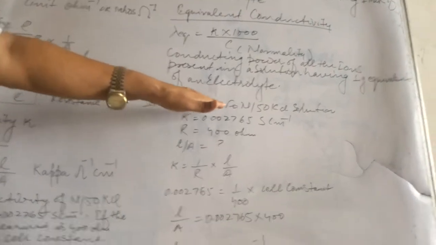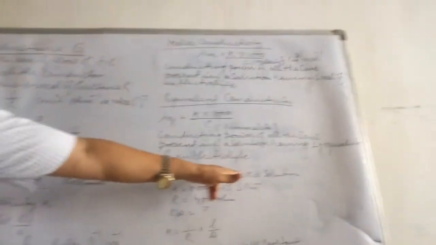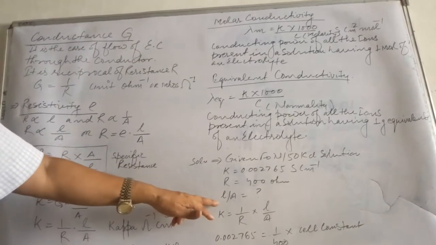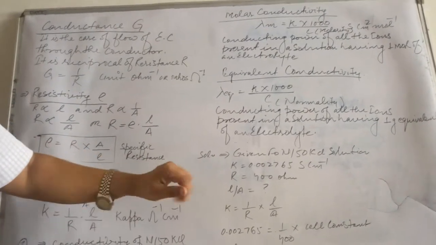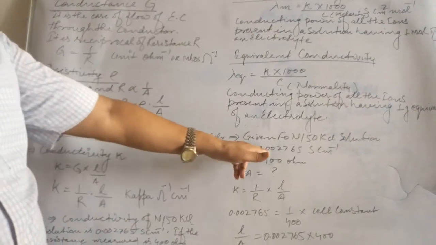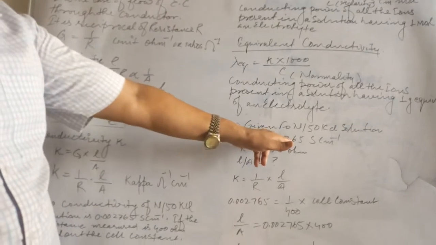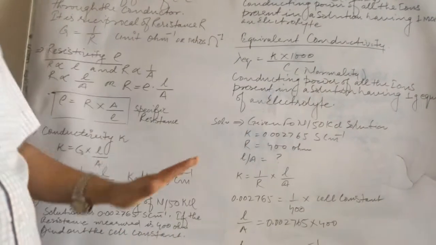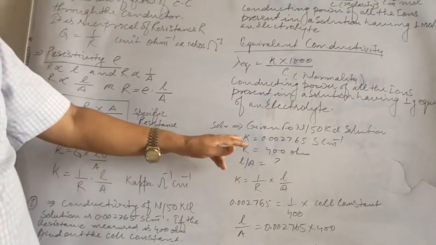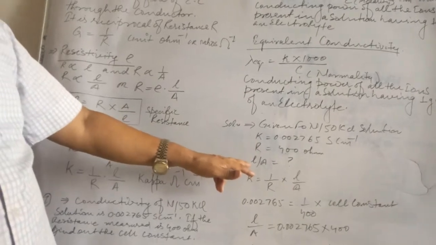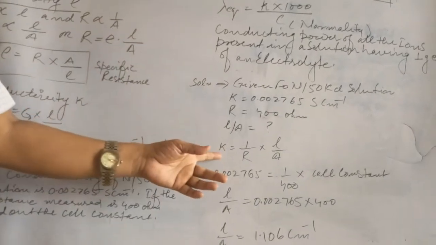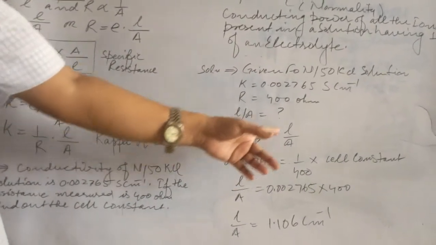Given, for N by 50 KCl solution, kappa is given, resistance is given, and cell constant is asked. Kappa is the conductivity, and this conductivity is 0.002765 Siemens centimeter inverse. And the resistance measured is 400 ohm. So we have to write here the values of kappa and R, and finally calculate L upon A, which is the cell constant. We know the formula of kappa: kappa is equal to 1 upon R into L upon A.